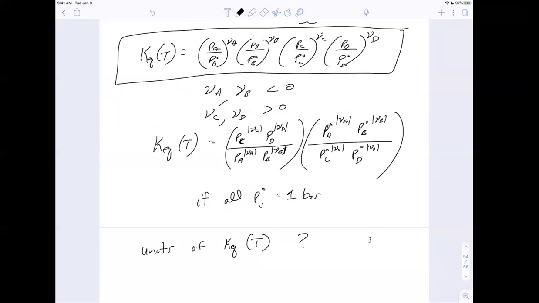So if we look at this expression, this is the expression that we found, and this is from a purely theoretical, rigorous analysis of the chemical potentials for an ideal gas, and then of course the combination of first and second laws. Okay, so what do you think are the dimensions of K equilibrium?